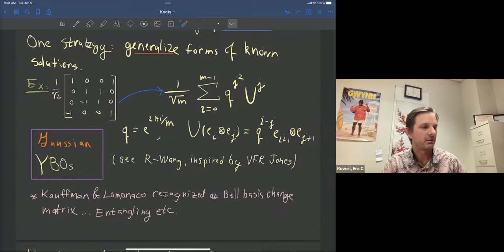This one has a nice generalization into all dimensions that we call Gaussian Yang-Baxter operators. They are constructed by taking, so you start with this operator U that acts on 2 copies of an m-dimensional vector space by shifting the indices and then this scalar. And then if you take a Gaussian sum of these things, so here there's a coefficient here, this will satisfy the Yang-Baxter equation. So we worked these out and studied them.